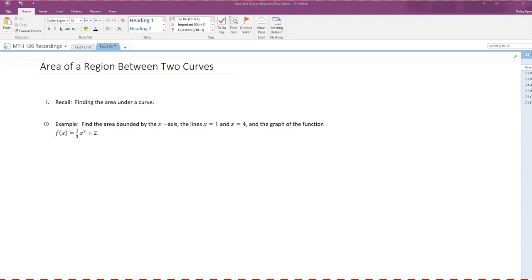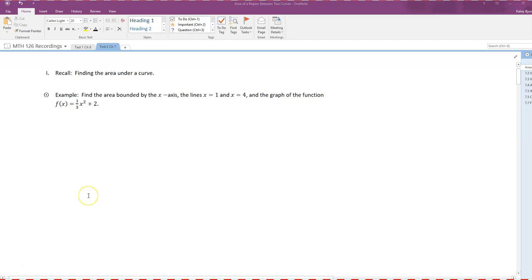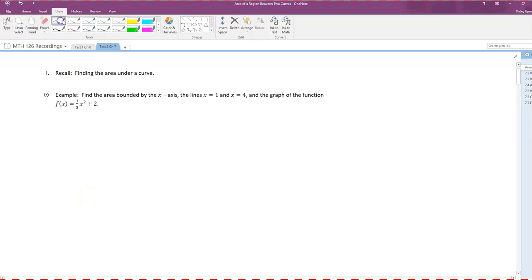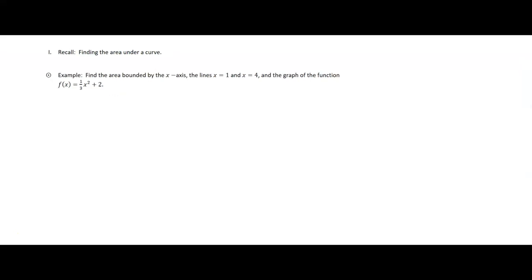In this section, we're going to be looking at the area of a region between two curves. So we're going to go back to the idea from Calc 1 and review finding the area under a curve. If I wanted to find the area bounded by the x-axis, the lines x equals 1 and x equals 4, and the graph of the function f of x equals 1/3 x squared plus 2.